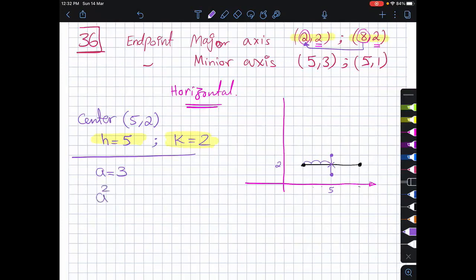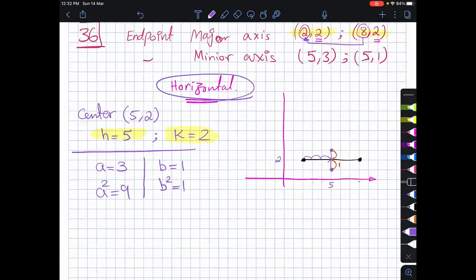And A squared now is 9. B is 1 and B squared is 1. How do you know B is 1? To clarify for everyone: from the minor axis, if you move one step up or one step down, that is 1. So B squared equals 1. It's horizontal, right? Yes, my bad, horizontal, not vertical.